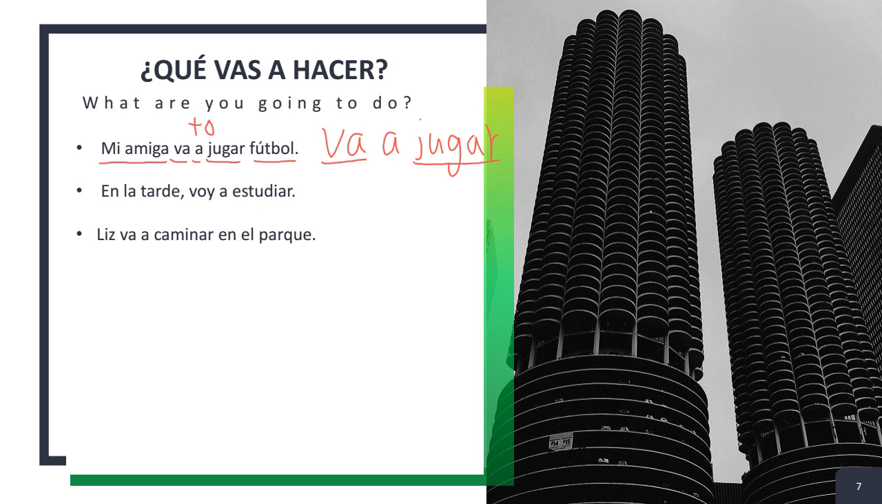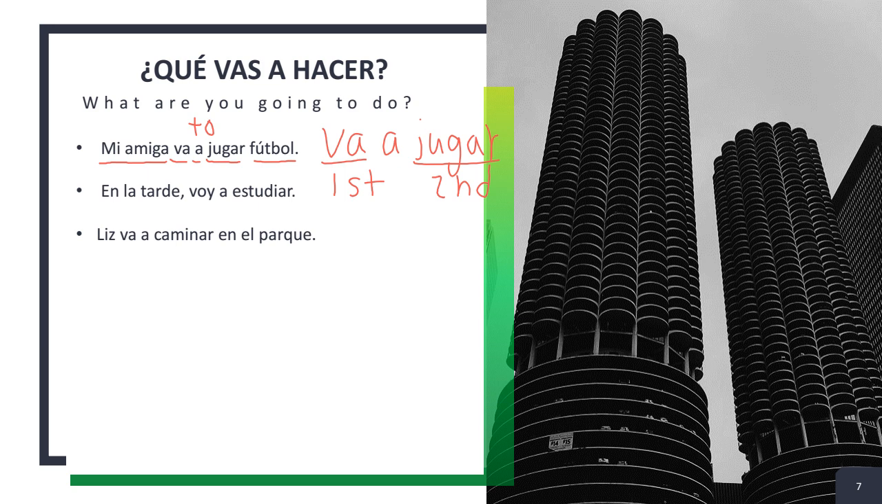So we only have to conjugate our first verb. So we conjugate ir to va, but our second verb, jugar, we don't have to conjugate, okay? So you'll want to always remember that. Your second verb, you just leave it alone. So you don't have to change jugar to juega or anything else to match the person.